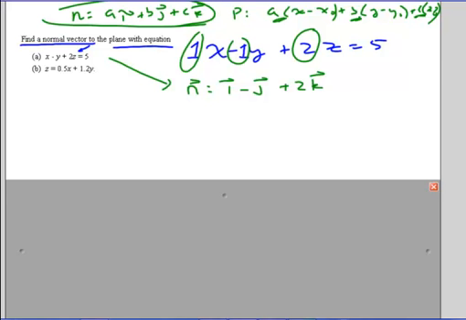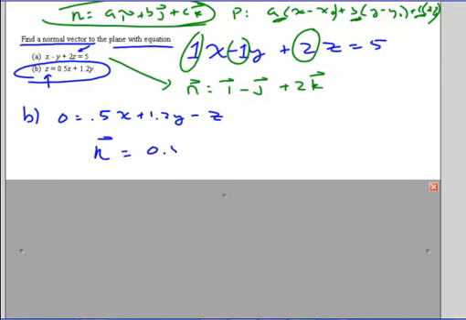And in part B, well, B is a little bit different because we've got z over there, so we need to rewrite part B as 0 equals 0.5x plus 1.2y minus z. So then we get that the normal vector must be 0.5i plus 1.2j minus k.